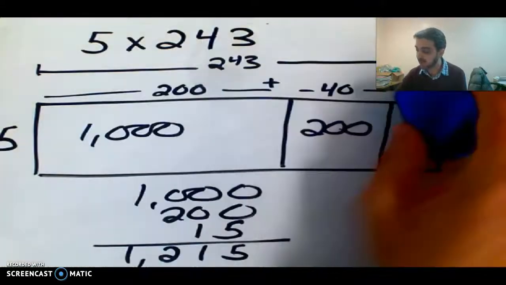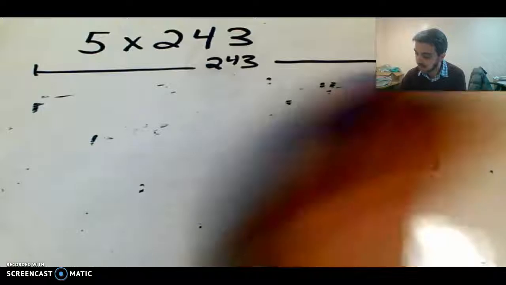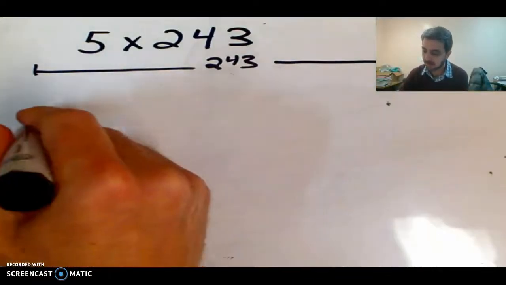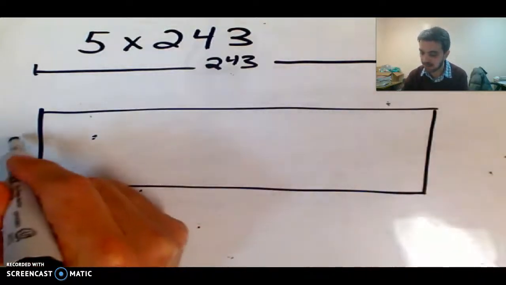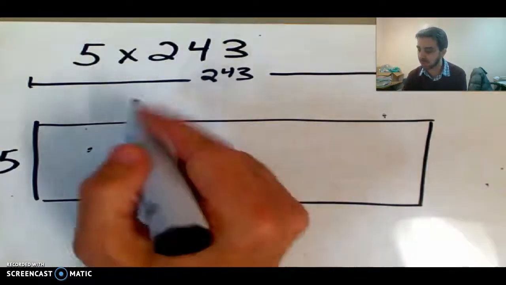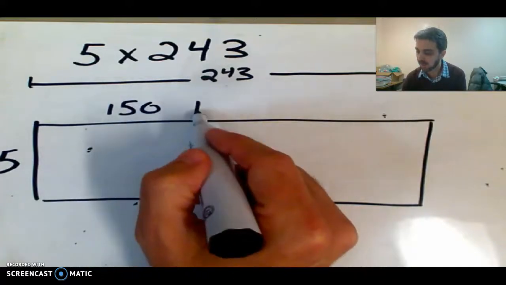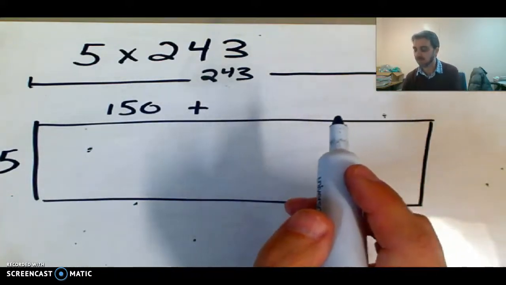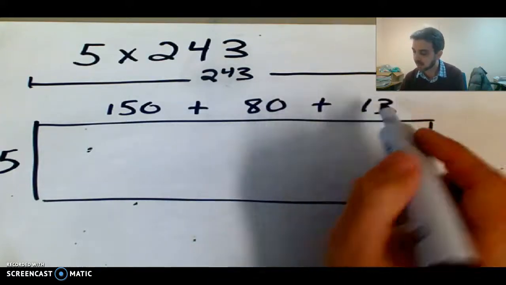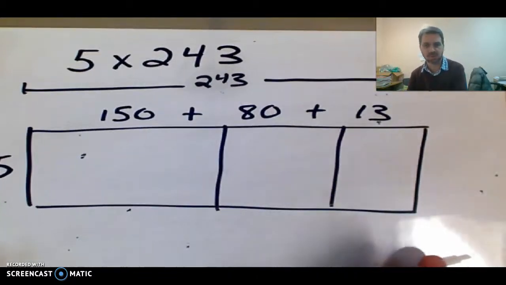Now, why did I do it like this? Let me show you, boys and girls. It also turns out that there's a lot of ways I could have broken up 243. Okay, so let me draw my rectangle again. So we're going to say this is 5, and this is 243. I could have also broken it up into, let's say, 150 plus, let's say, 80 plus 13. Something like that. I think that equals 243. I hope so.